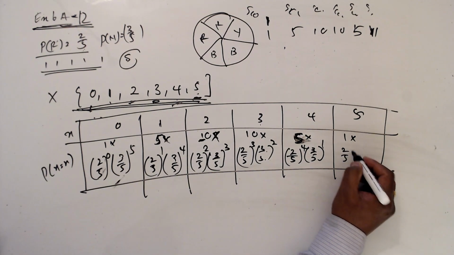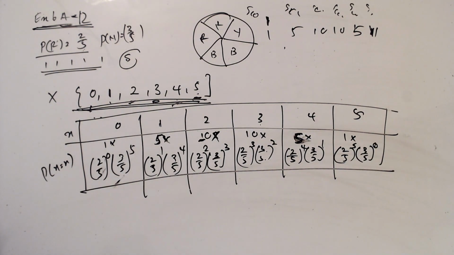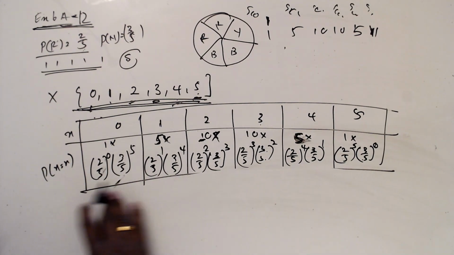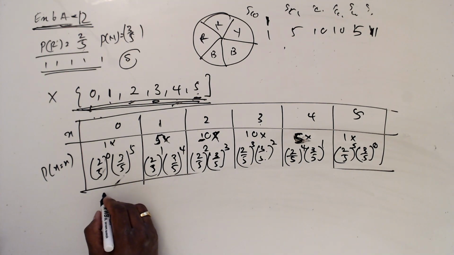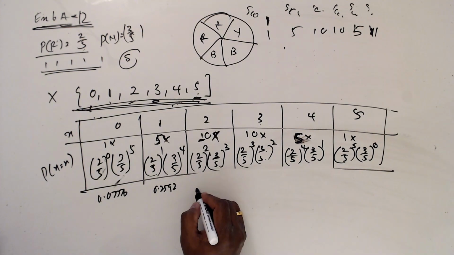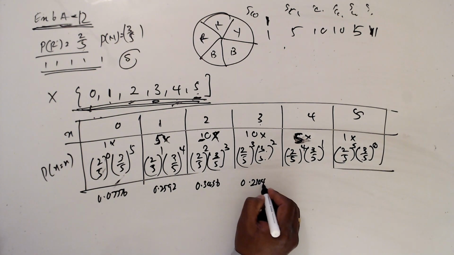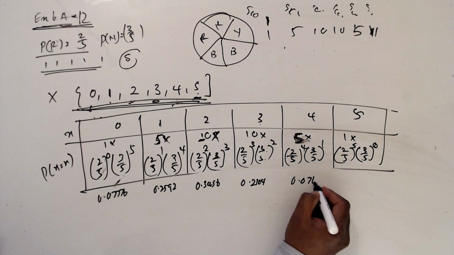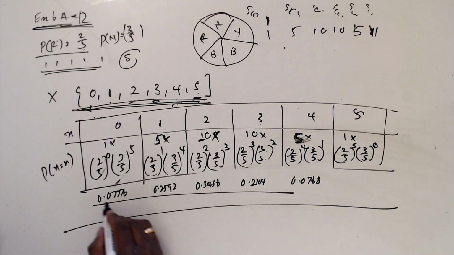So this is 5, getting red is 2 over 5, how many? 5, and at that time no red, 0, 0 power is 1, right? So this is the distribution. You can write as a number. When you simplify, you will get 0.07776, 0.2592, 0.3456, and 0.2304, and 0.0768.